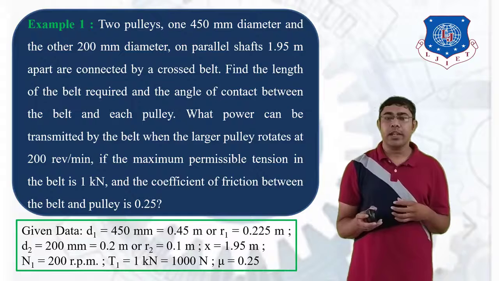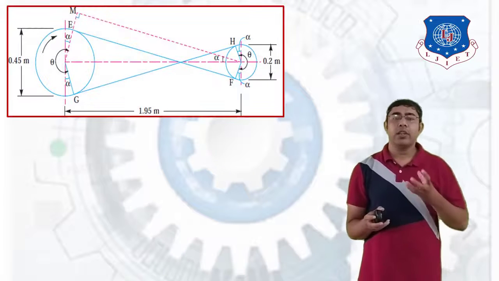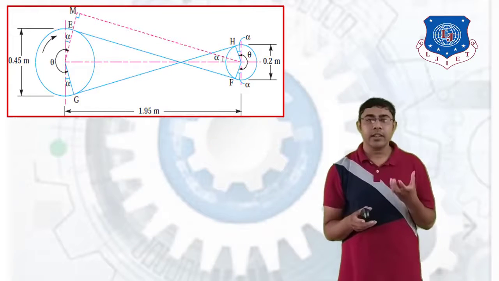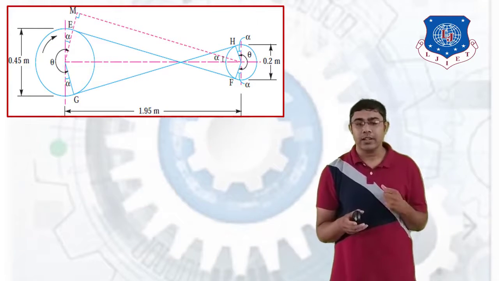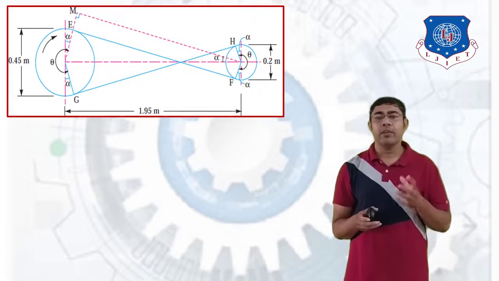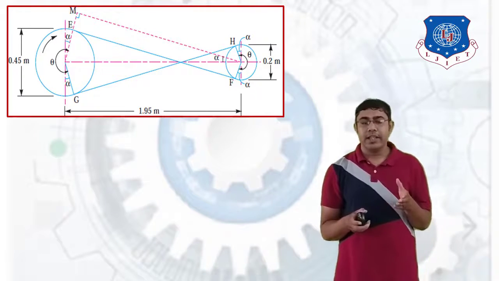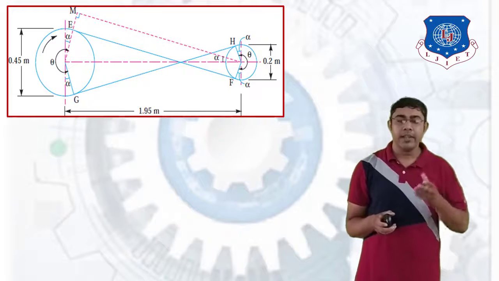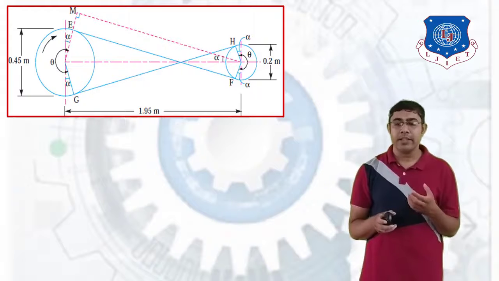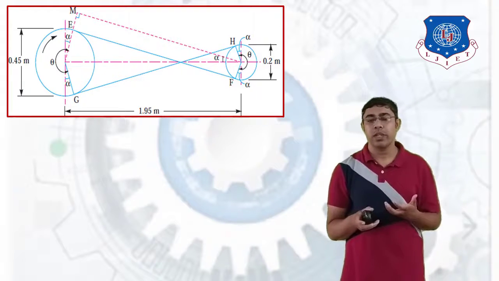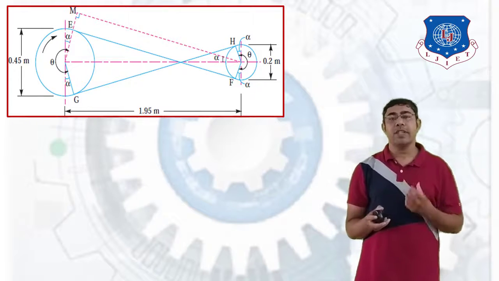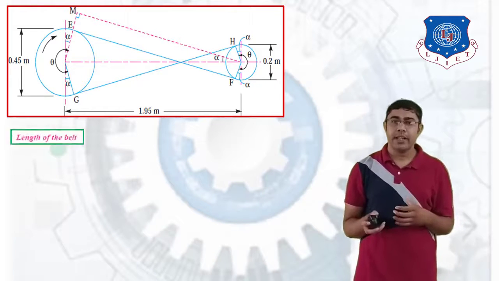First we calculate the length of belt, and for that you can consider the figure as shown here. Here the cross belt drive is shown according to our problem. The center distance is 1.95 meters, the diameter of the larger pulley is 0.45 meters and the smaller pulley is 0.2 meters, and the drive is a cross belt drive. So first we calculate the length of belt.